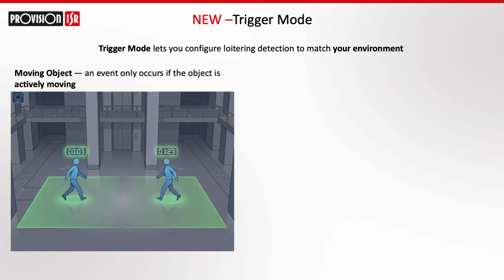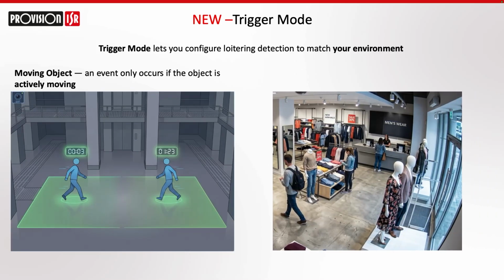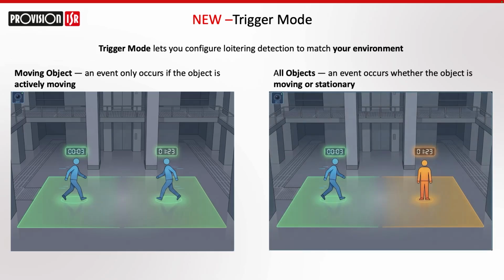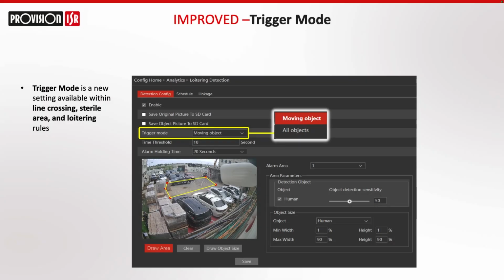Set it to moving object, and an event only occurs if the target exceeds the time threshold while actively moving. This is ideal for scenarios like clothing stores, where mannequins could be perceived as humans and trigger false loitering alarms. Set it to all objects, and an event occurs when the target exceeds the time threshold, whether they are moving or completely stationary. And it doesn't stop at loitering. The same trigger mode options are available across sterile area and line crossing rules as well.